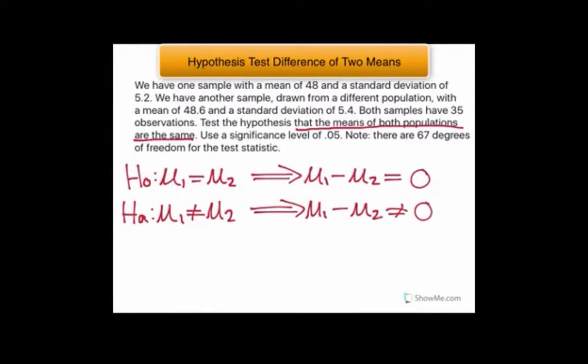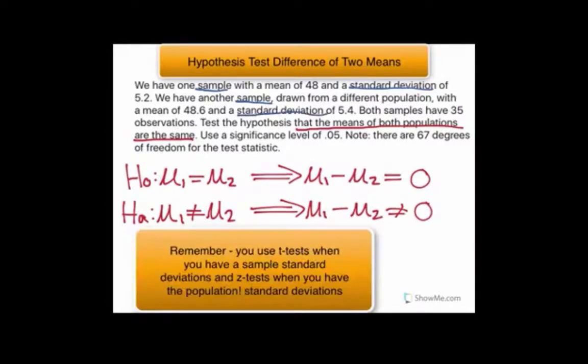And the test statistic, well, first of all, we need to identify if we are doing a t or a z test. Because it tells us we have a sample with a standard deviation of 5.2 and another sample with a standard deviation of 5.4, we have sample standard deviations. That means we want to use a t-test.